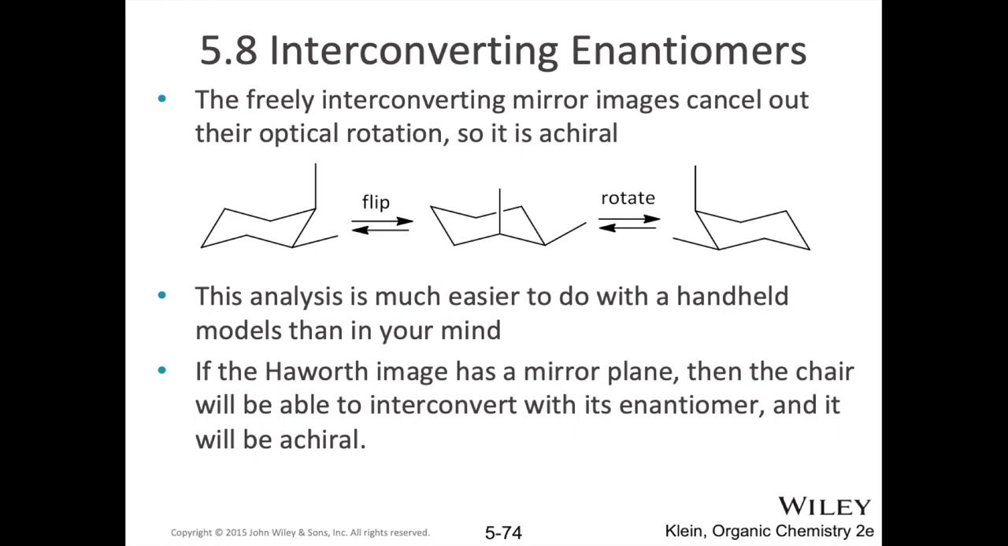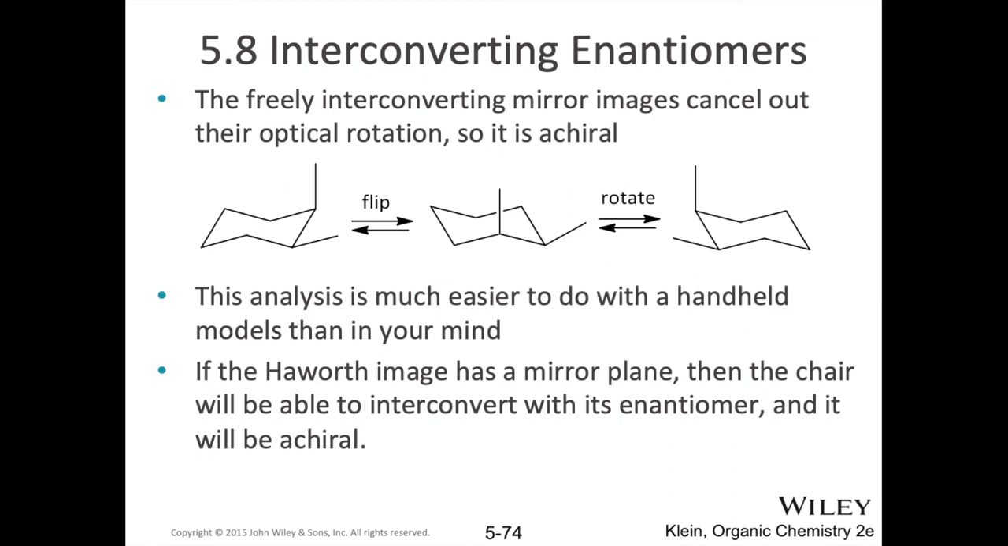Basically, if we do a ring flip, this axial group becomes equatorial here, and this equatorial group becomes axial over here. And then if we rotate it 180 degrees, well, now it's the mirror image of the same molecule. So in other words, this molecule is the same as its mirror image, and therefore it is achiral.